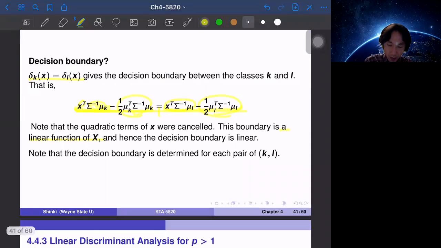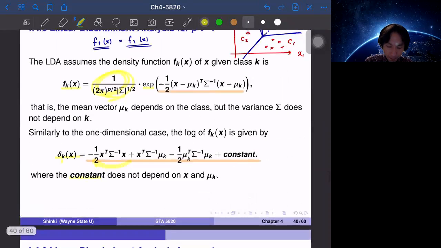And why is this linear? Because many terms are canceled. Why are many terms canceled? That is because sigma is the same for all k's.